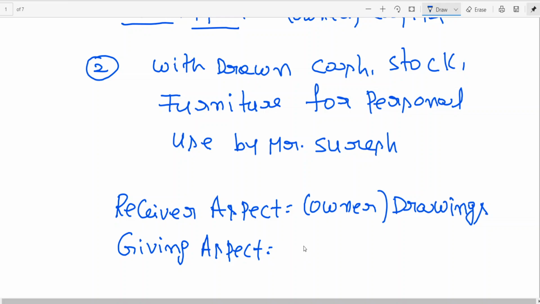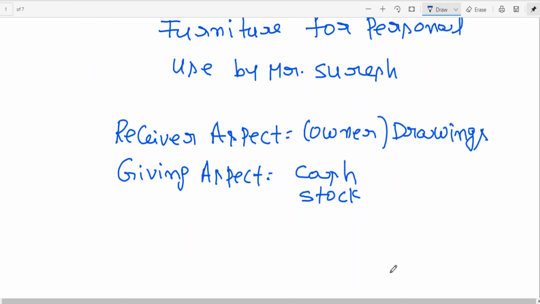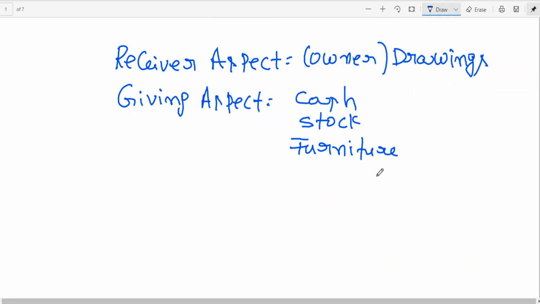Now the giving aspect: what is the business giving to the proprietor? Cash. Stock. Furniture. So how many aspects are they giving? Three items, but the aspect is one: the giving aspect. Are you following? Cash is given, stock is given, furniture is given. That means these three items have been taken by Suresh, the proprietor. Okay, so this is one more example I gave.